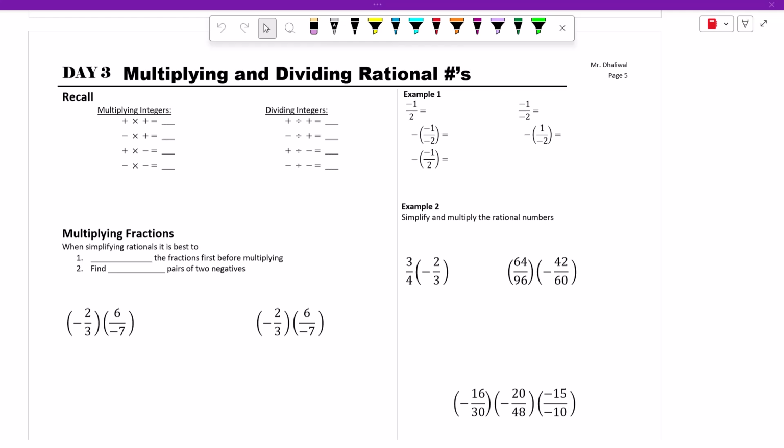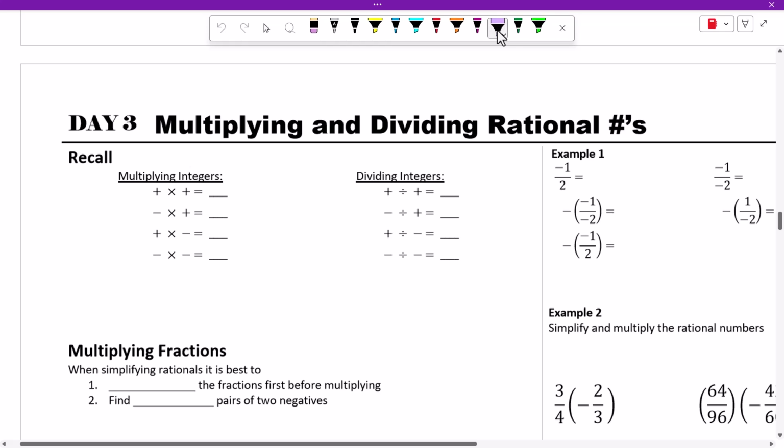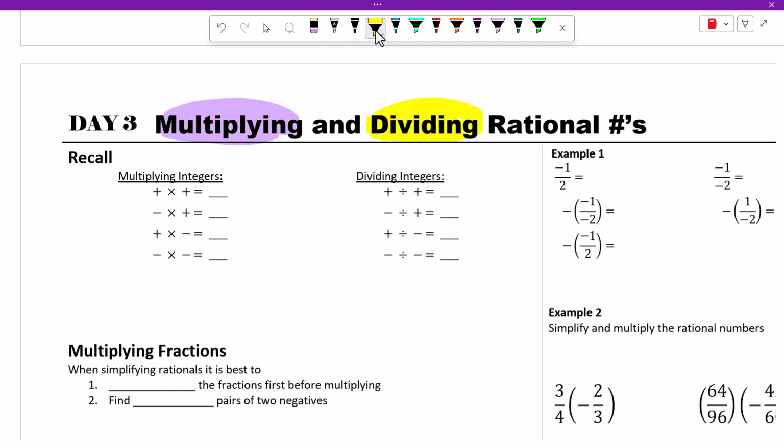So today we're going to start learning how to multiply and divide fractions. Multiply and divide. Well, you did this last year. So the rules from last year really don't change, except for maybe the technique we use. Right? So I'll talk about that later.